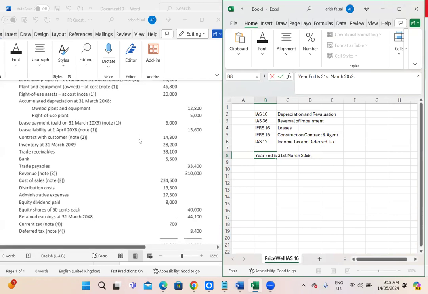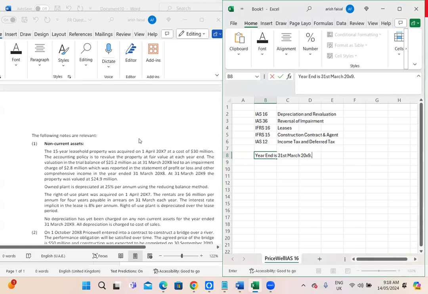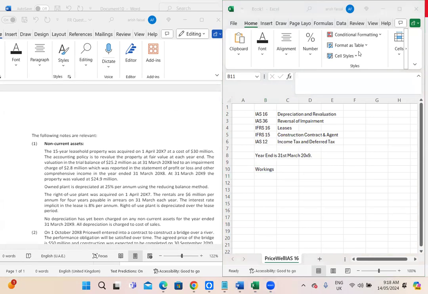Now, let's read the first point. I would rather advise that you start your workings first, and your working starts from the notes. And then you can go on to the next step in which you will actually make your income statement and the balance sheet. So the first working we have here is about the non-current assets.